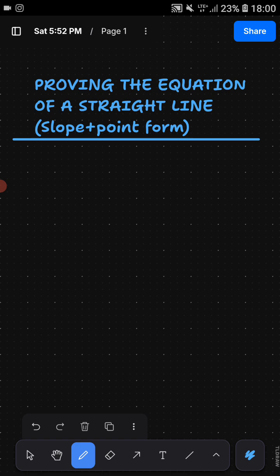In today's lesson, we are going to be proving the equation of a straight line using the slope plus point form. Is that okay? Now let's get straight into it.